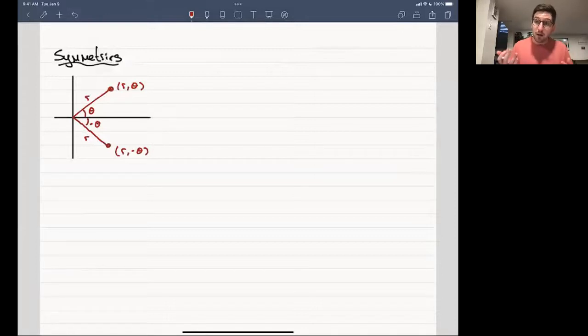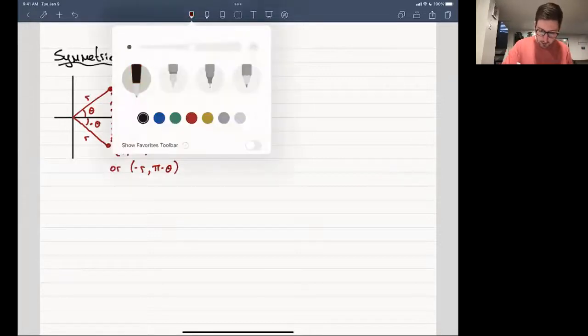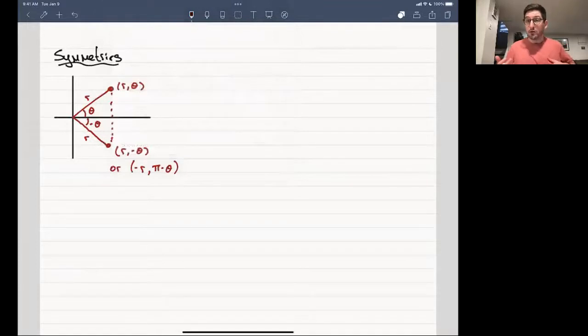Remember, negative angles represent moving clockwise. So you're still the same distance from the origin, you just rotated in the opposite direction. Based on all of these non-equivalent ways of writing our polar coordinates, this could equivalently be written like this. Okay, so it's just worth pointing out. But what really matters is what happens when you negate theta. Okay, let's look at another one.